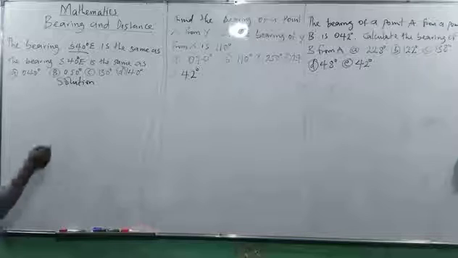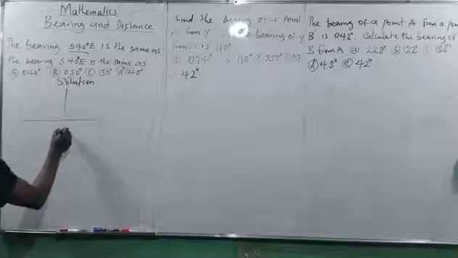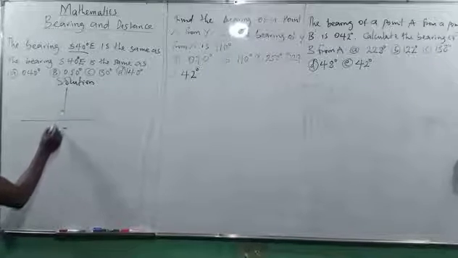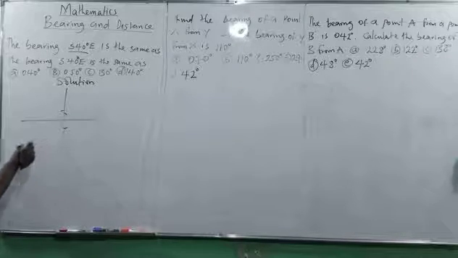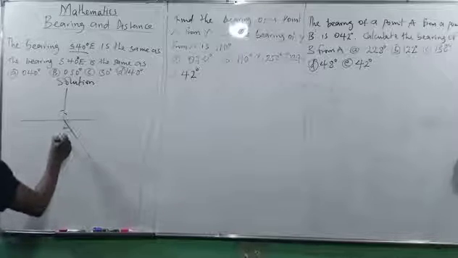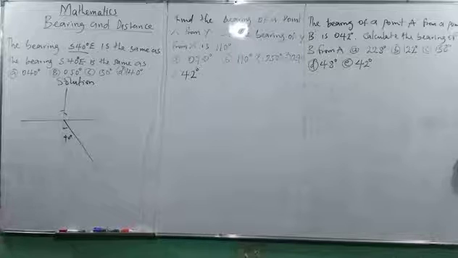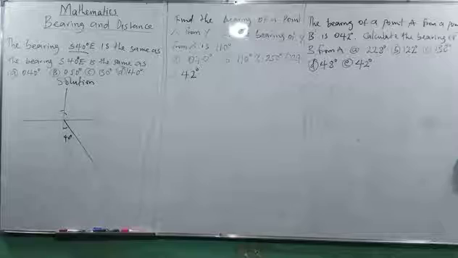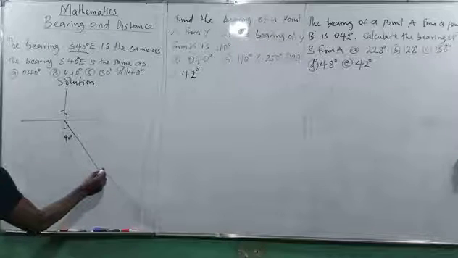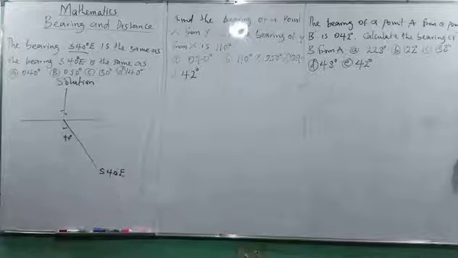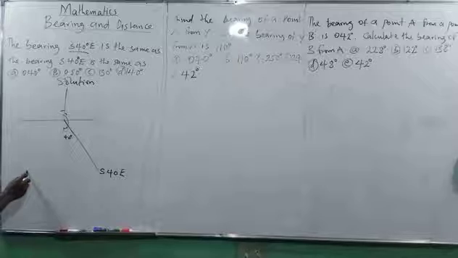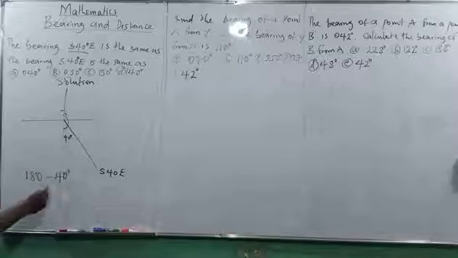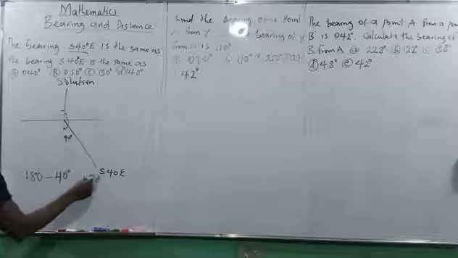If I'm talking about 40 degrees southeast, this is what I'm going to do. Draw the 40 degrees. Please take note of that, it is very, very important. Here will be 40 degrees, measured from east. Don't forget, from here to here is 180. It means 180 minus 40 degrees will be equal to 140 degrees.